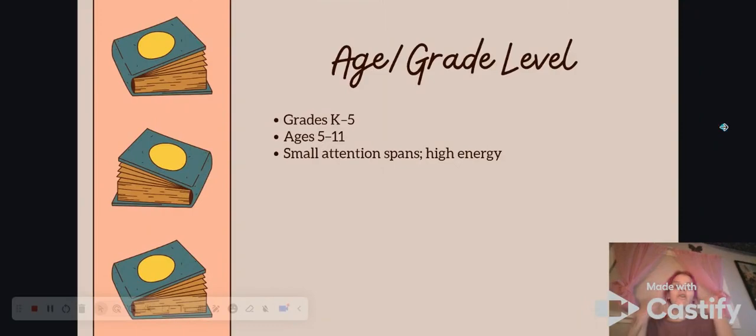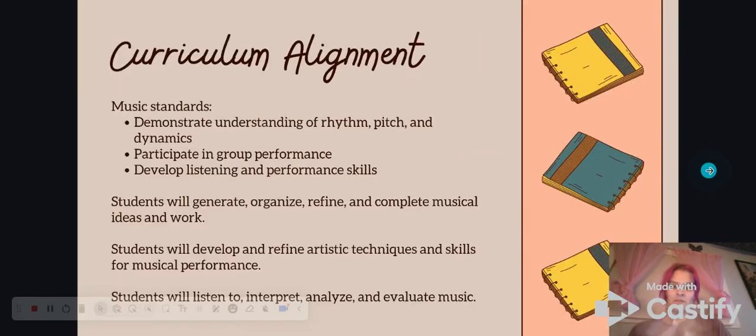So their age and grade level, they're K through 5, kindergarten through 5th grade. So they're about 5 to 11 years old. Kids in this age group, they tend to have very small attention spans and be very high energy, hard to redirect, hard to keep on task, running around, screaming, yelling, laughing, whatever.